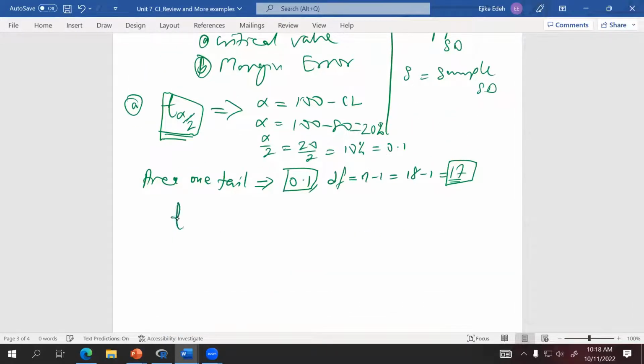So come back here to the shade, and we know that our critical value, T alpha over 2, will be equal to positive 1.333. I hope that is clear. Right. Any question on how we got this?